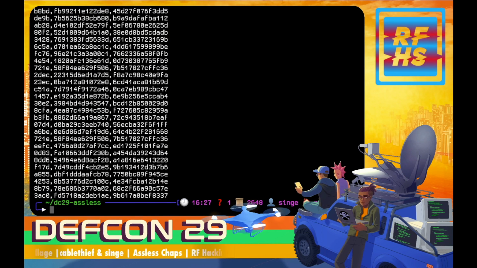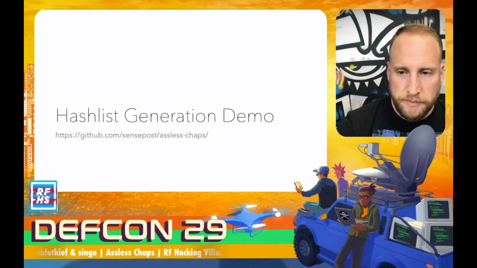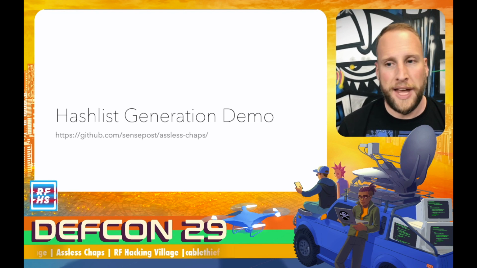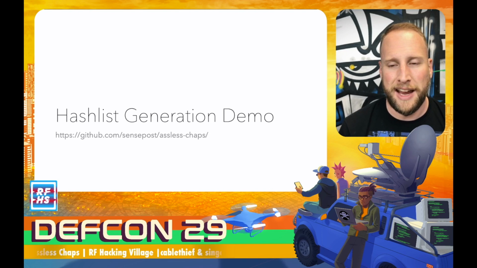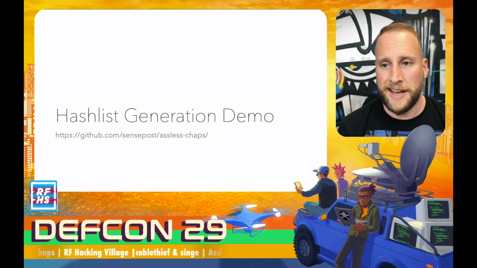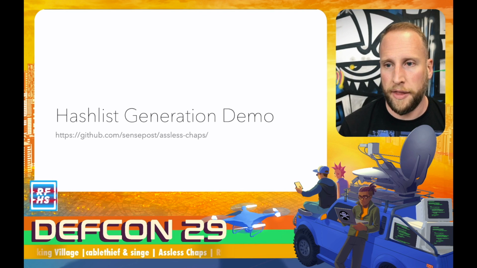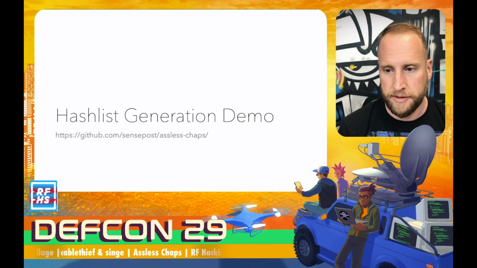And Assless Chaps has got a Python script called makeSQLiteDB in the repository that will consume these and turn it into a SQLite database and generate the index for you. Doing that will increase the size or the disk space requirements by about 63%. So if you take something like Have I Been Pwned, which is 21 gigabytes uncompressed, when you import that into SQLite and then add a database index on there, it turns into 33 gigs.